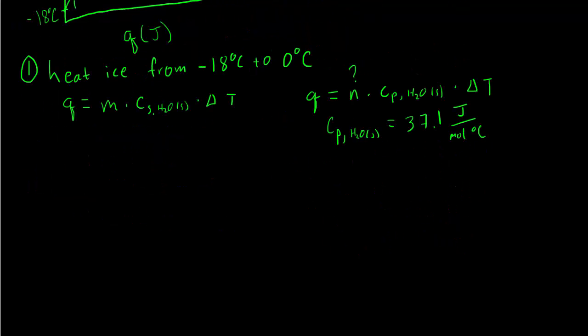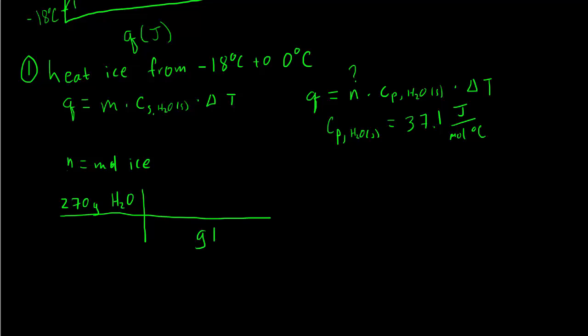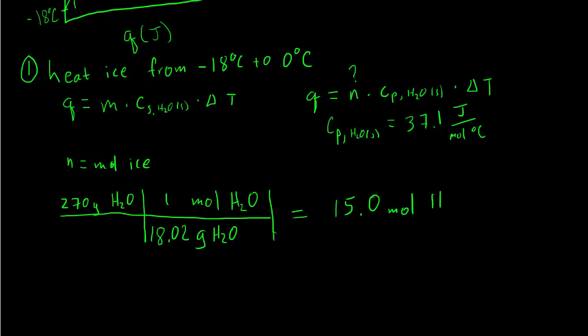So let's calculate moles of water. n is moles of ice. We have 270 grams of ice, and the way to convert grams to moles is with molar mass. We want grams to go away, so that goes downstairs. We want moles to be our one standing unit, so that goes upstairs. There's 1 mole in every, and we add it up off the periodic table, 18.02 grams, the molar mass of water. When we do this calculation, we'll get 15.0 moles of water. So that's how much ice we have. We have 15 moles of water molecules in all that 270 grams of ice.